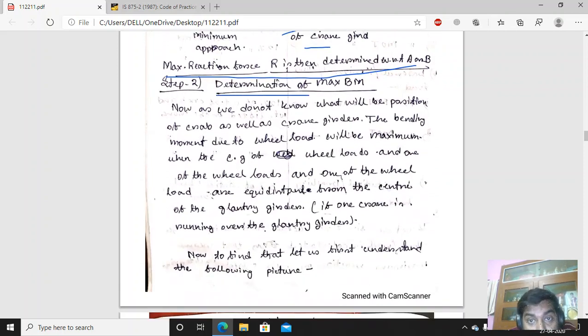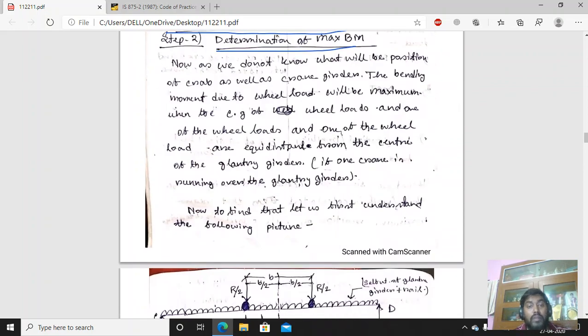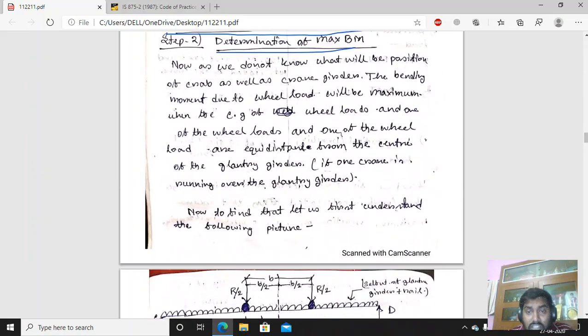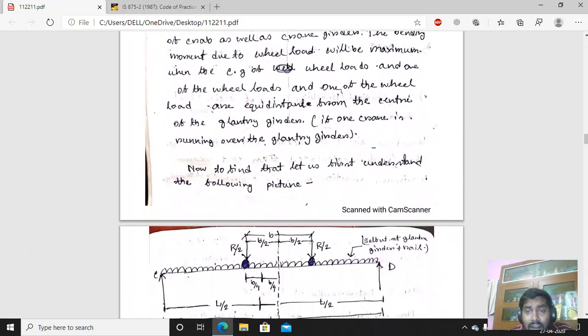The next step is the determination of the maximum bending moment. It is very important what the position of the maximum bending moment will be. Now consider this is the Gantry girder. This is one column, this is another column. Now the wheel load is coming from here to here. Generally in a crane two wheels are there.